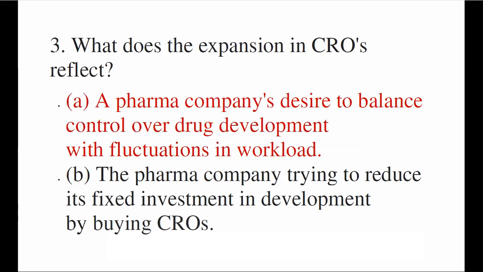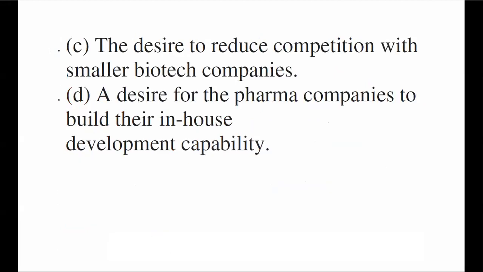The third multiple choice question is, what does the expansion in CROs reflect? The various options are, option A, pharma company's desire to balance control over drug development with fluctuations in workload. Option B is the pharma company trying to reduce its fixed investment in development by buying CROs. Option C is the desire to reduce competition with smaller biotech companies. And option D is a desire for the pharma companies to build their in-house development capability.